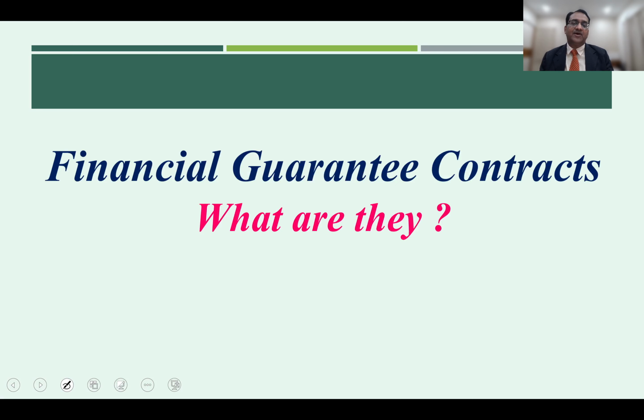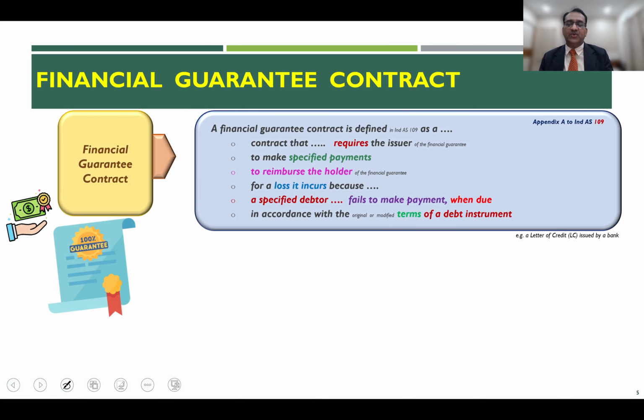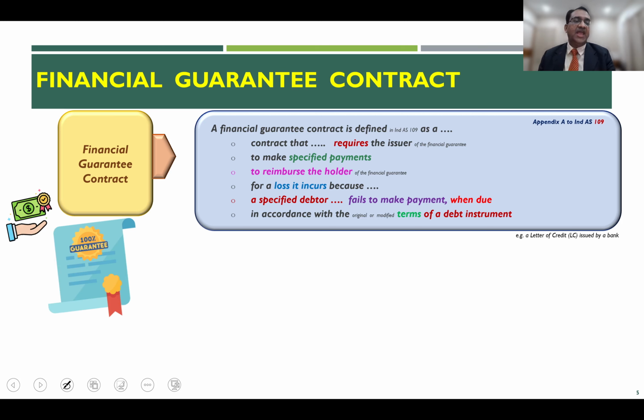So we will look at first what a financial guarantee contract is as contemplated under Ind AS and IFRS literature. So what are they? If you look at the literature, Appendix A to Ind AS 109, or for that matter your IFRS 9, that defines a financial guarantee contract in a very specific manner, and it says that a financial guarantee contract is a contract which requires the issuer of such financial guarantee to make specified payments for what? To reimburse the holder of the financial guarantee.